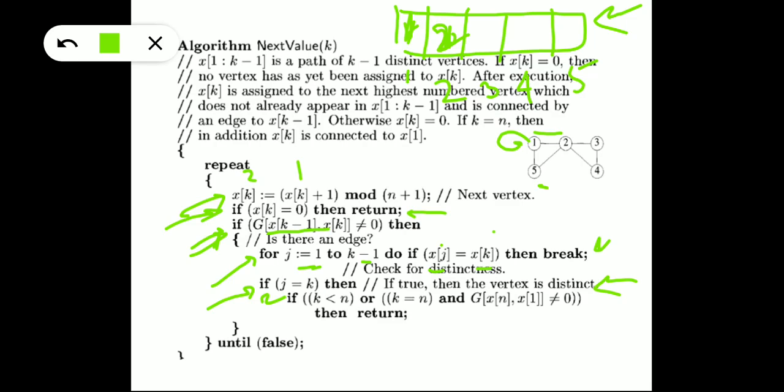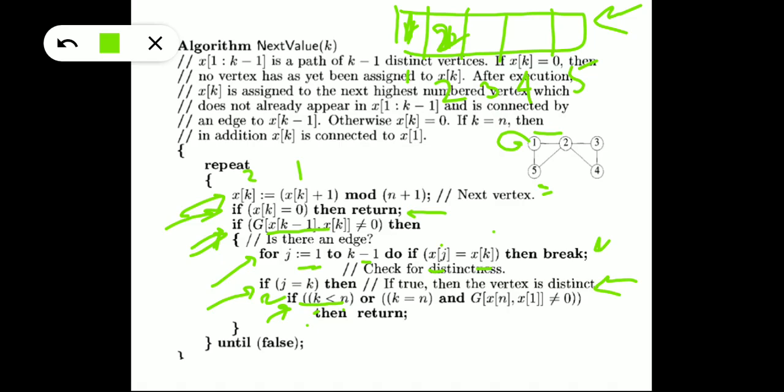In that case, you check the next set of conditions, that is, if the vertex k is less than the last vertex. Vertex k is 2, and the total number of vertices is 5. So 2 is less than 5, so it is not the last vertex. Therefore, we again move on to finding the next vertex.